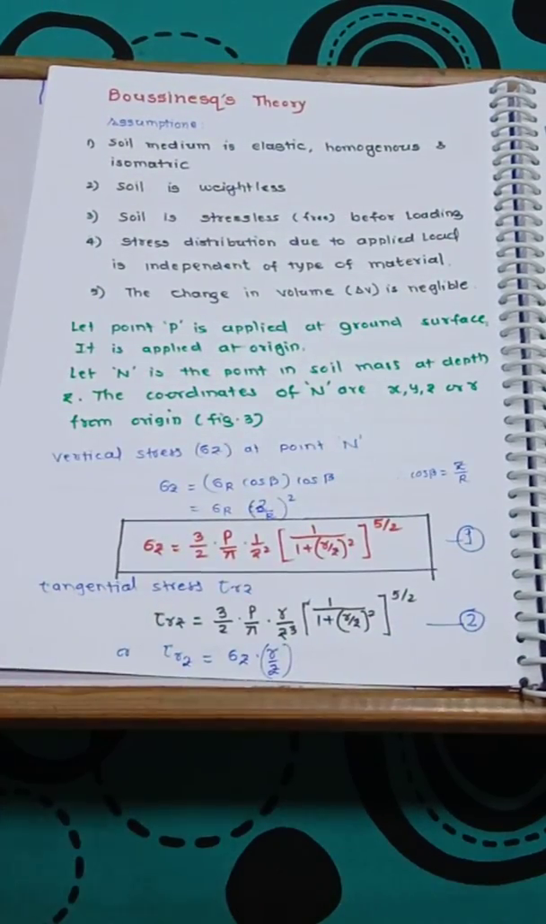Change in volume, delta V, is negligible. This is another important assumption, because when you apply a load, settlement starts because of the load, whatever the load. We know this in a footing or raft. So delta V, settlement in the vertical direction and radial direction combined, that effect is neglected in this theory. Maybe it is one of the limitations, but still the theory is very, very useful.